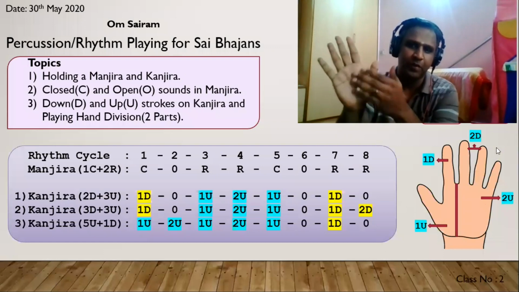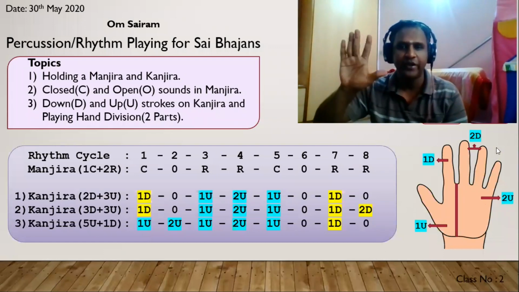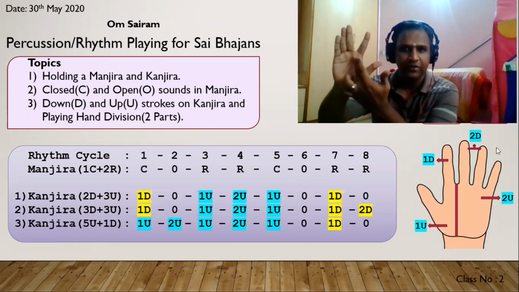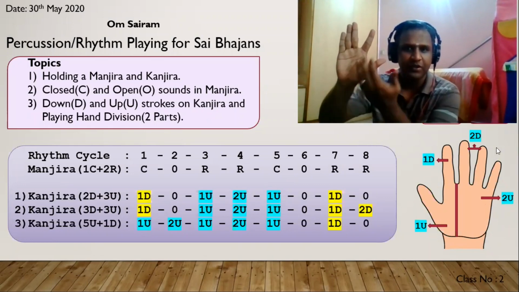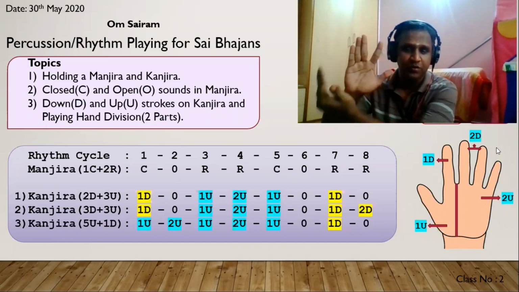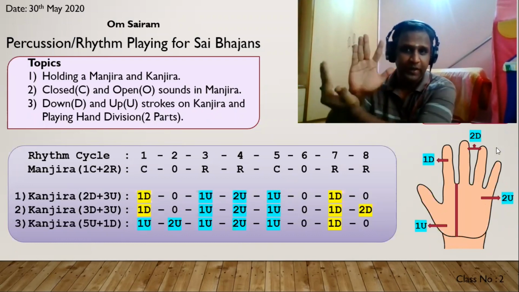When you play upper strokes, your whole hand is used, including your palm and fingers. So how do you divide your hand? Again the same structure. You have this whole part, and there's a line I have put. This whole part becomes 1U, the first upper part, and this part becomes your down U, DU.